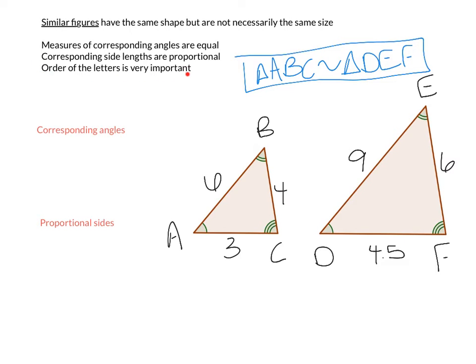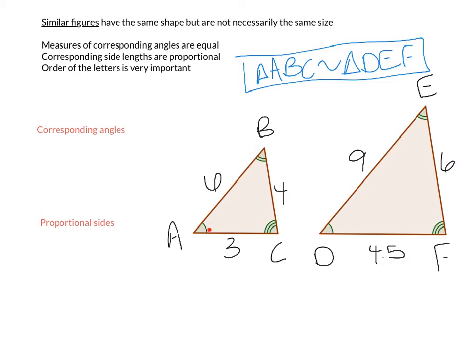So the first thing we're going to talk about is this very last note here, where it says the order of the letters is very important. So when it says triangle ABC is similar to triangle DEF, it's actually telling me which angles are corresponding. And it's important to know which angles are corresponding because, like I said, they're equal. So if I say triangle ABC, since A is the first letter in the name, over here, angle A should measure the same as angle D.